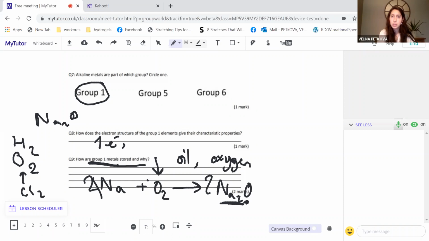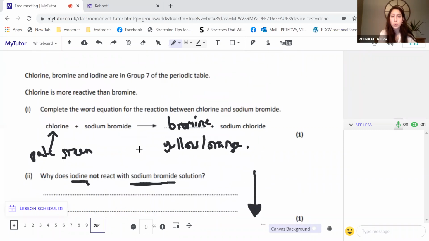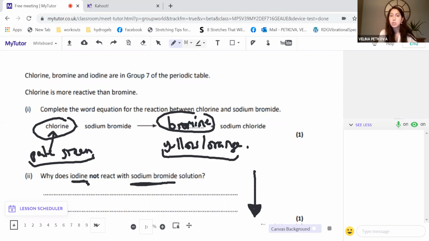Sodium is a metal. Does the color change depend on the one formed at the end? Yes, it does. The color of your solution is not the compound, it's always your elemental halogen. In this case, at the start we had chlorine, which was pale green, and then we went to bromine, which is yellow orange. So the halogen determines the color.